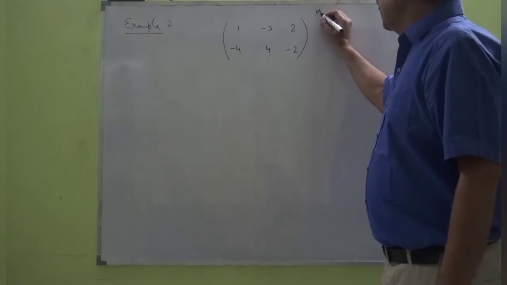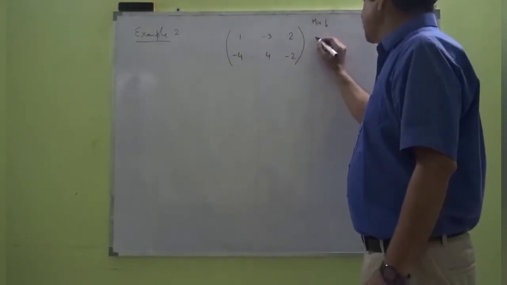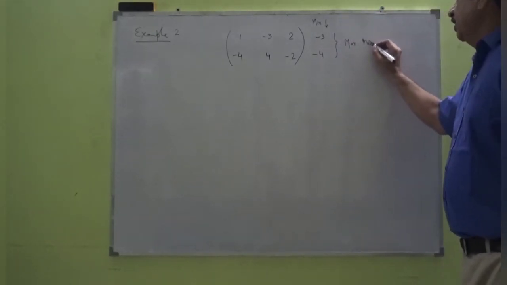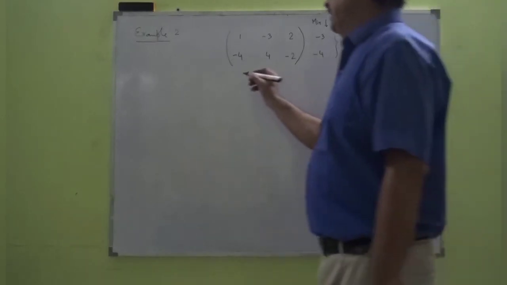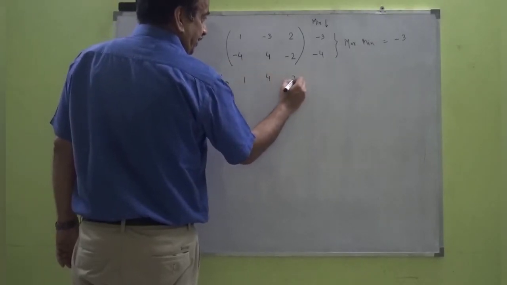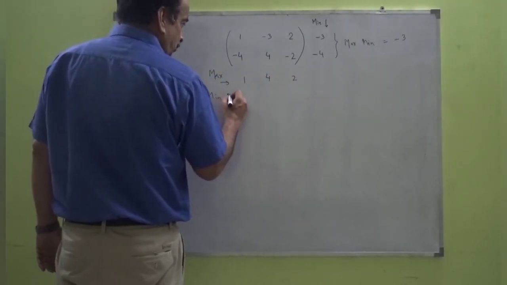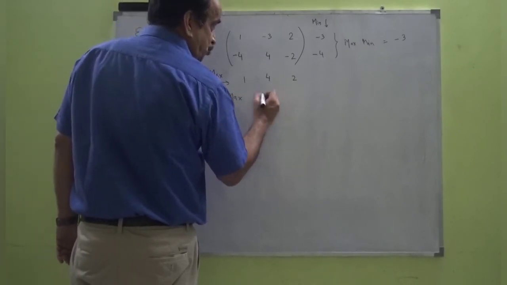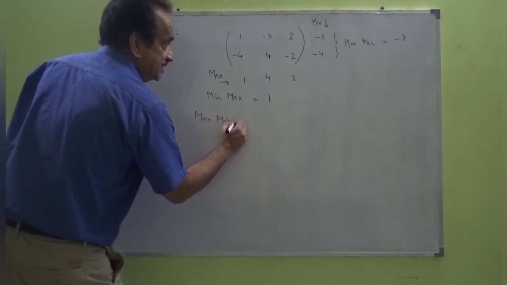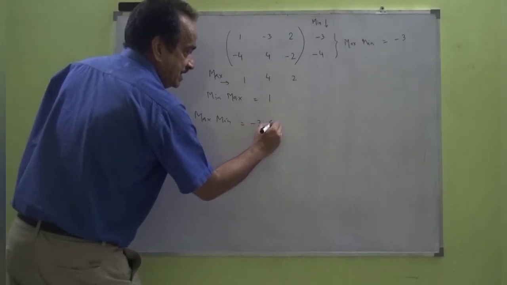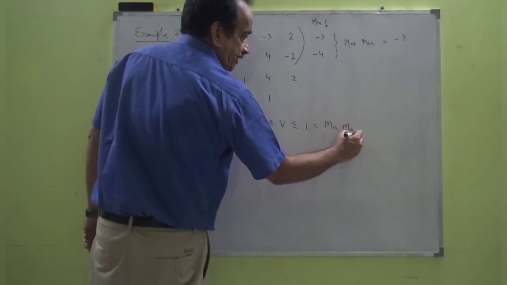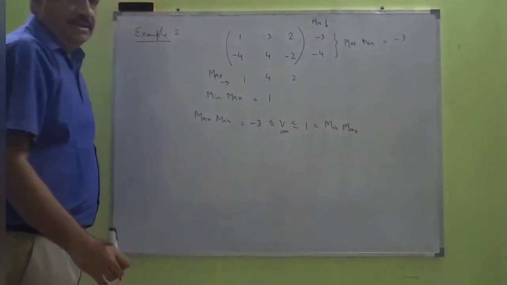Look here, the minimum in the rows is -3 here, -4 here, and so max min will be equal to -3. And what about the maximum in the columns? It is 1 here, 4 here, and 2 here. So min max will be equal to the minimum of all these 3 entries, that is 1, and so V will lie between max min and min max, that is, -3 is less than or equal to V, which is less than or equal to 1, which is min max.